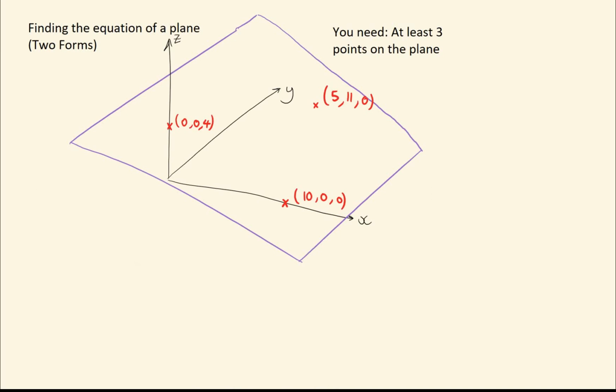There are two forms for this. There's a form that's really easy to work out, and also a form that's really useful for working out questions. Sadly, they're not the same. To work out any equation of a plane, we need at least 3 points on that plane. That's the minimum we have to define a plane.